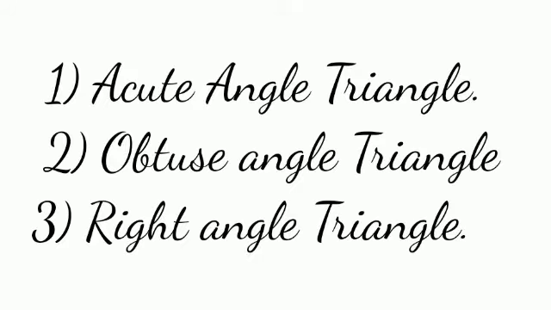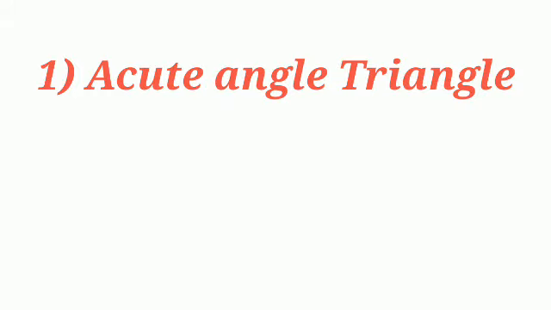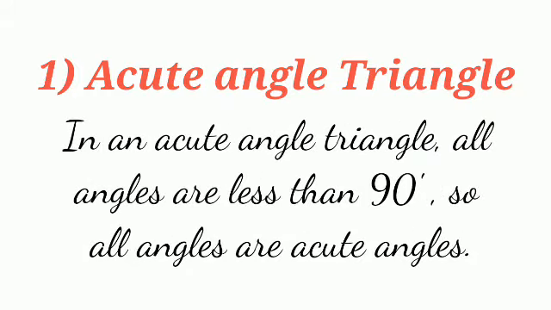Now let us see another way of classifying triangles: triangle by angles. There are three types of angles. In earlier standard, we already learned about acute angle, obtuse angle and right angle. So by using these angles, we can identify three different types of triangle. Let us see. First one is acute angle triangle. In an acute angle triangle, all the angles are less than 90 degrees. That's why all angles are acute angles.